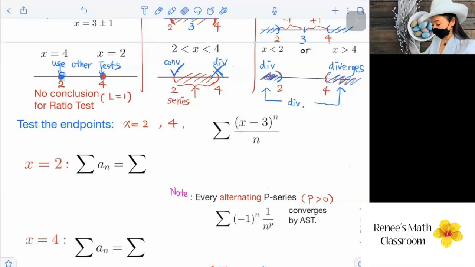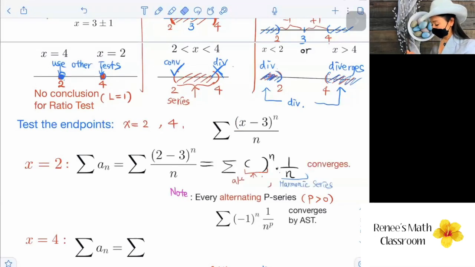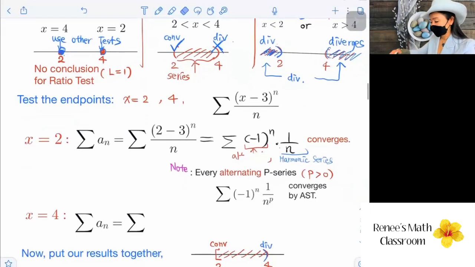-1 to the n. Yes, you got it. So that's -1 to the n, and then times 1 over n. This series over here, notice that this is the alternating sign, right? And then 1 over n. Without the alternating sign, it will be the harmonic series. And now with the alternating sign, it's an alternating harmonic series.